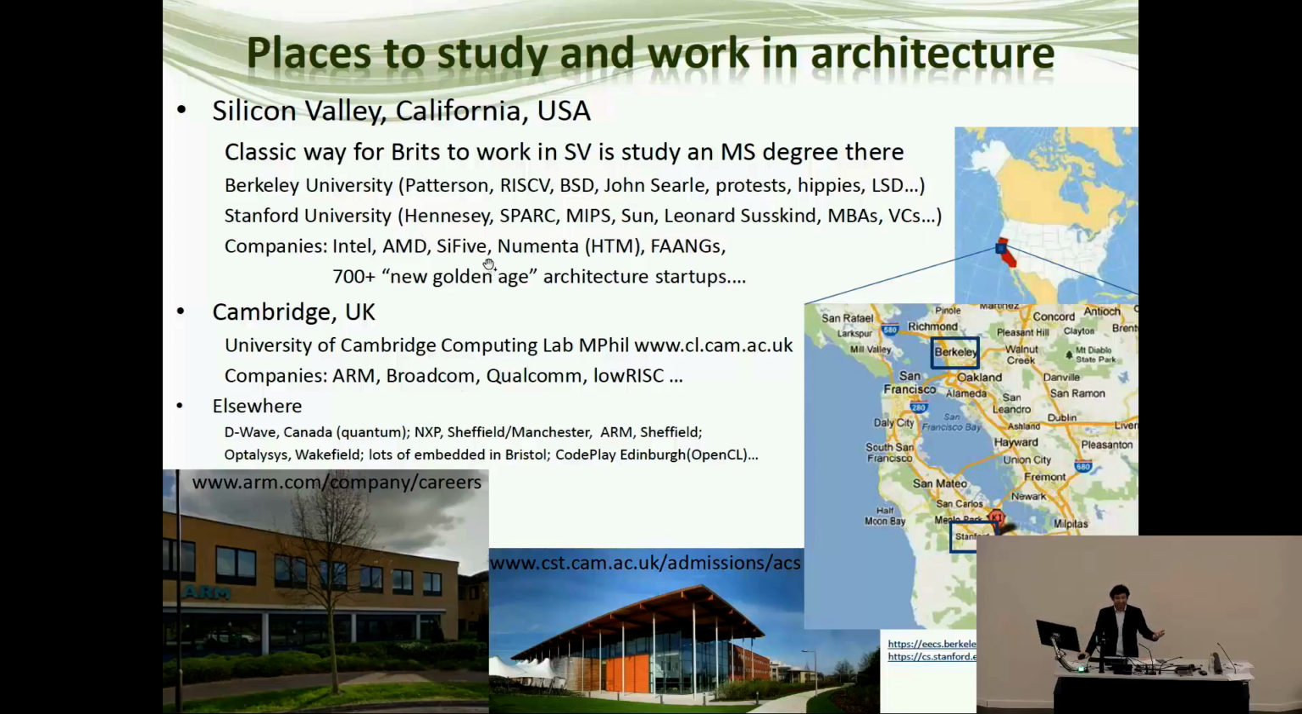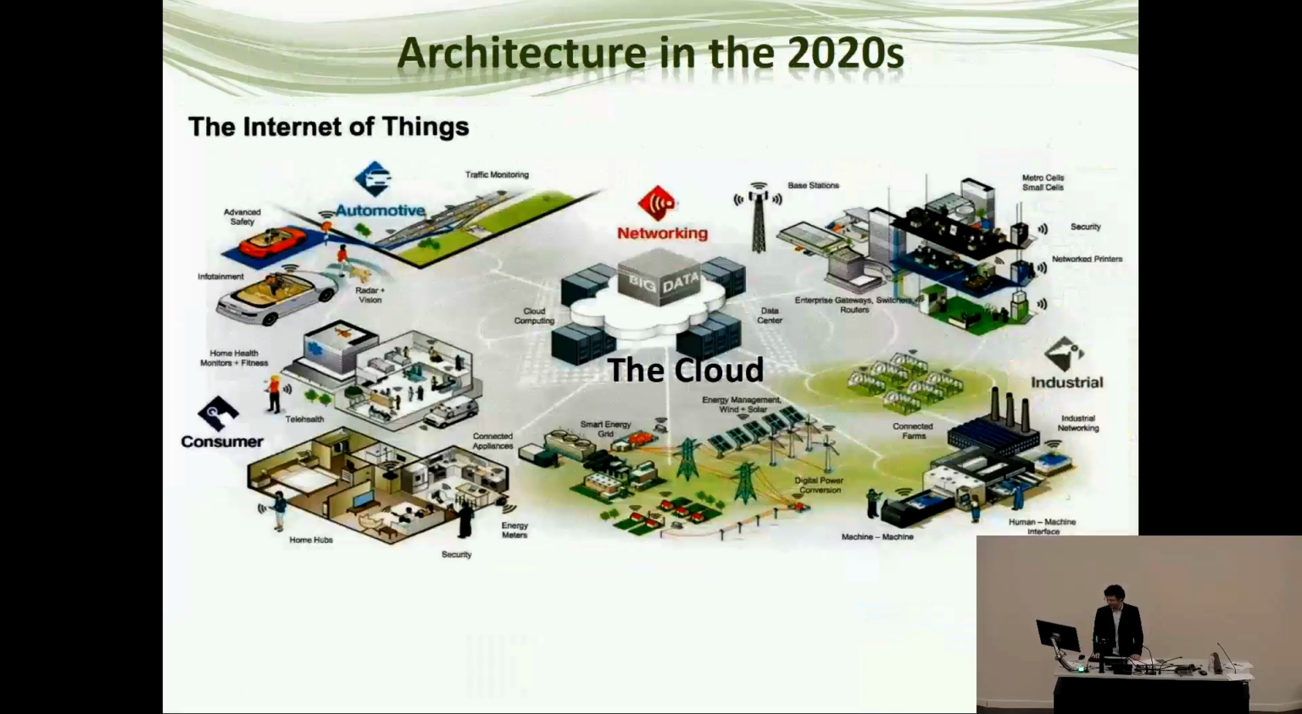There's a whole bunch of companies. There are 700 startup companies doing architecture in the valley now. This is the new golden age. If you want to stay in the UK, go to Cambridge here, or work for Arm over here, or there are little bits of it elsewhere in the country if you look around, like do optical computing for Thalasis in Wakefield. The rest of you will probably be users of architecture in the future if you don't specialize in it.